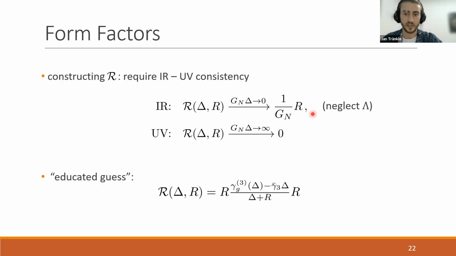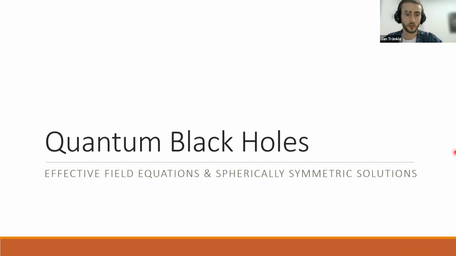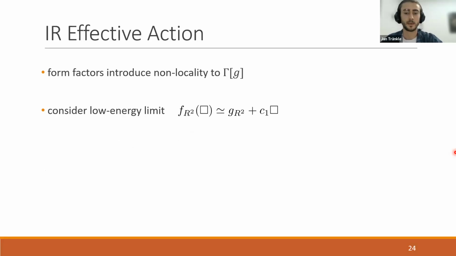Okay, so now we have constructed the effective action. We have the curly R operator and we have the two form factors. And now we can go to solve the equations of motion resulting from this effective action. However, as I said, the form factors introduce a non-locality into the effective action. And this poses a problem if we want to use numerical techniques. This is quite hard to deal with in general.